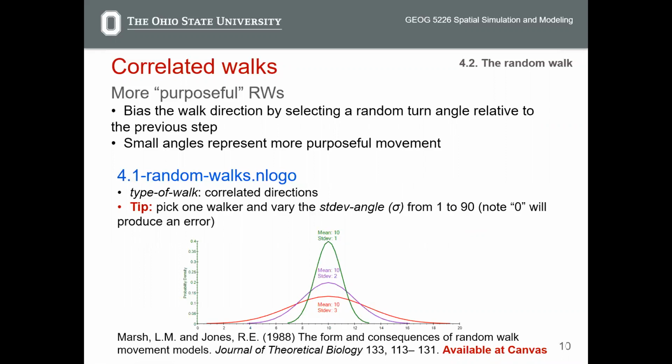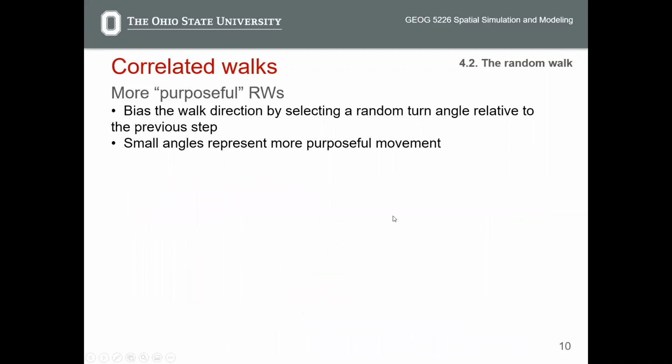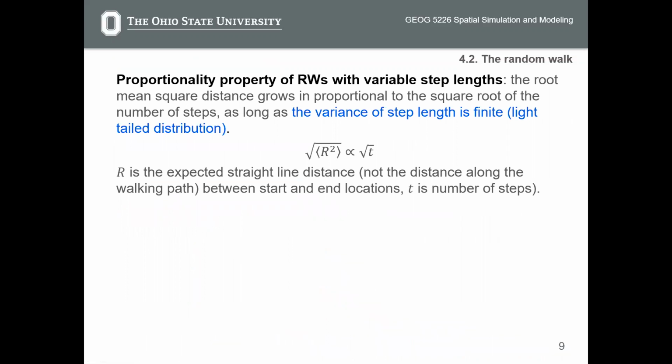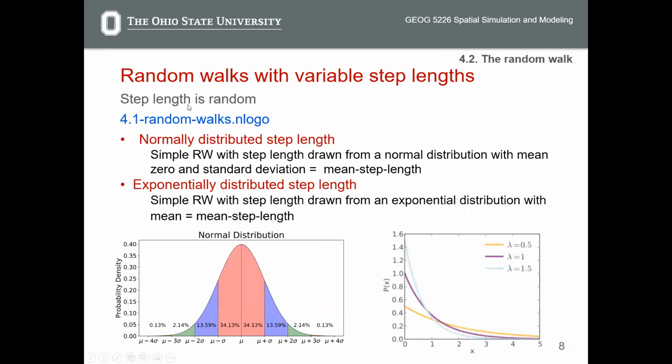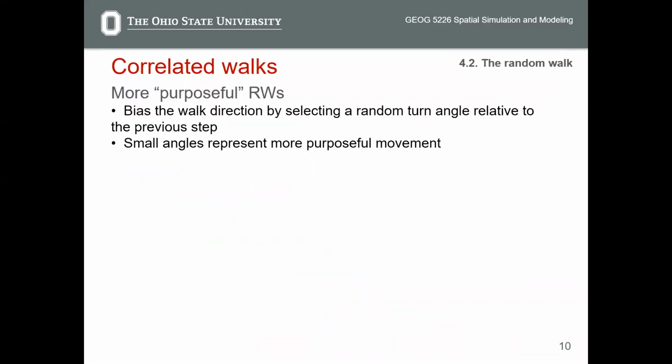Okay, so this is the explanation. This is the influence of choosing different standard deviations for your turn angle. But in order to see the pattern, I would suggest you go to this model and play with it a little bit. There are different types of walk.